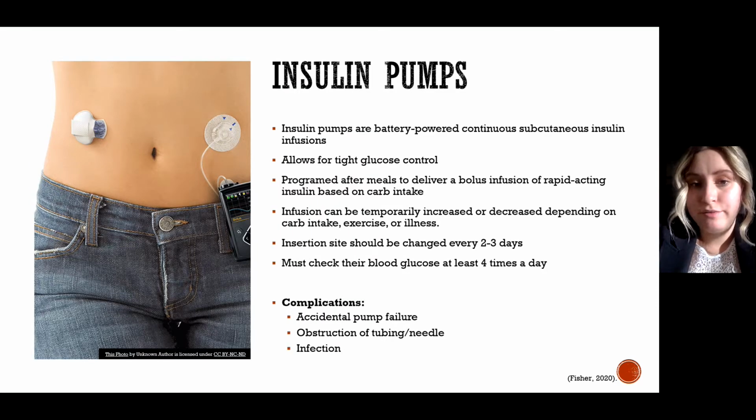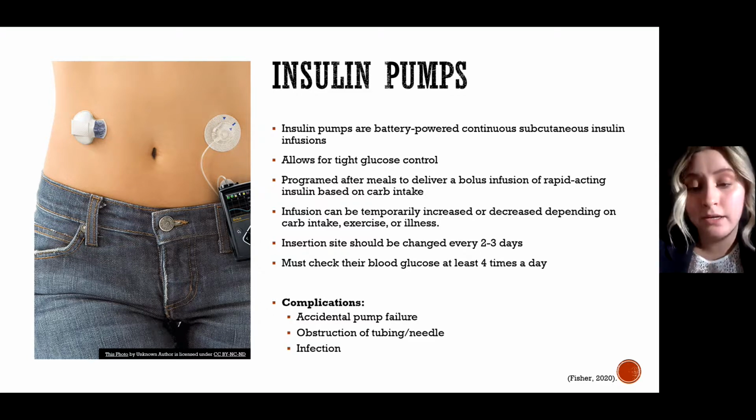Something else we might see out in the field as a home health nurse is insulin pumps. Insulin pumps are usually battery powered that give subcutaneous continuous injections of insulin. They allow for tight blood glucose control, and they're programmed after meals to deliver a bolus infusion of rapid acting insulin based on carb intake. An infusion can be temporarily increased or decreased depending on carb intake, exercise, or illness, and insertion site should be changed every 2 to 3 days.